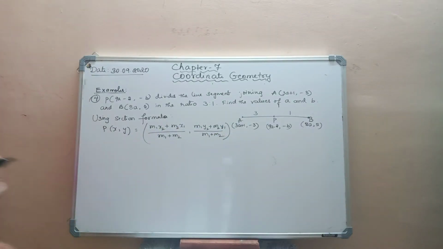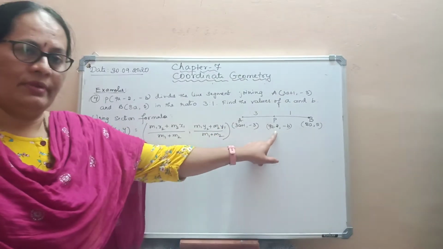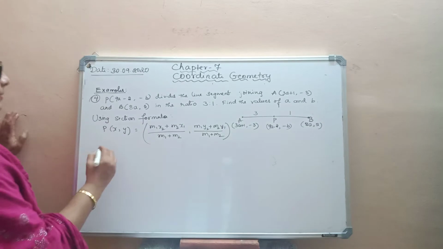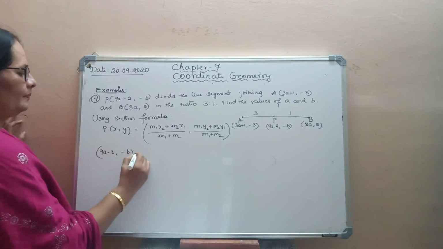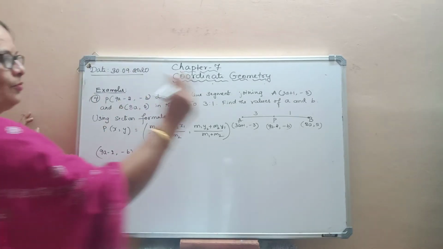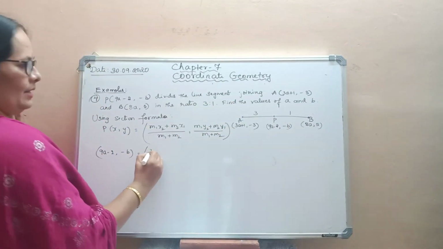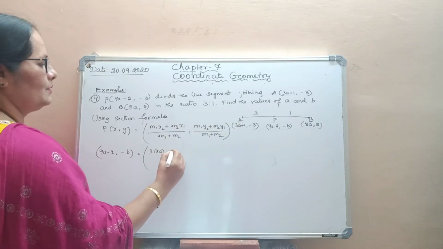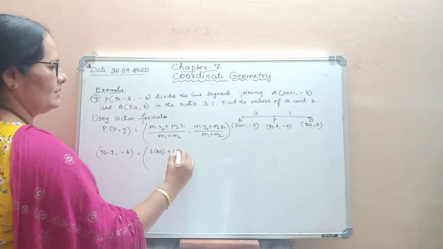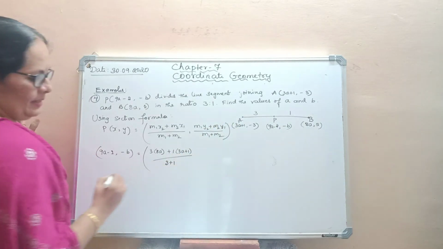Now the point P of x, y is given as 9a minus 2, comma minus b. Now m1 is 3, m2 is 1. So 3 into x2 is 8a plus 1 into x1, that is 3a plus 1, divided by 3 plus 1.